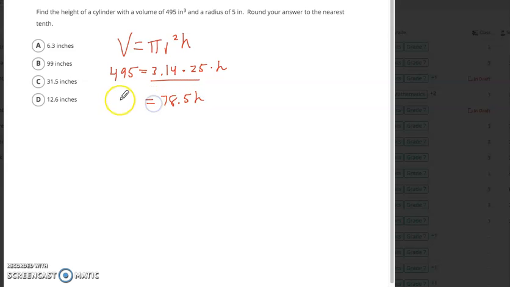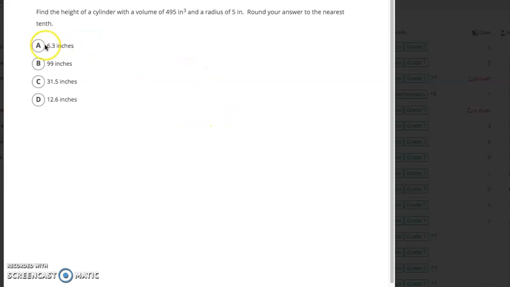H on that side, and we have 495 on this side. Now obviously to get H by itself, we have to divide both sides by 78.5. So let's do that. 495 divided by 78.5 gives us 6.3. Perfect.